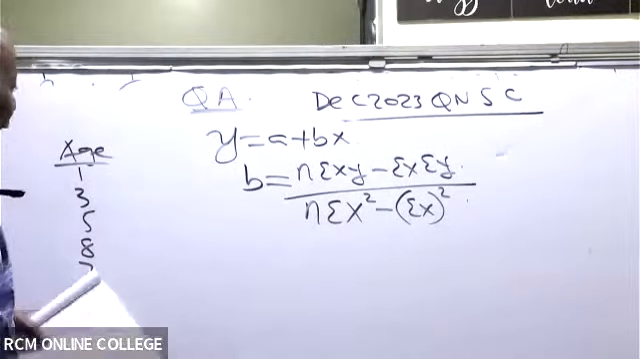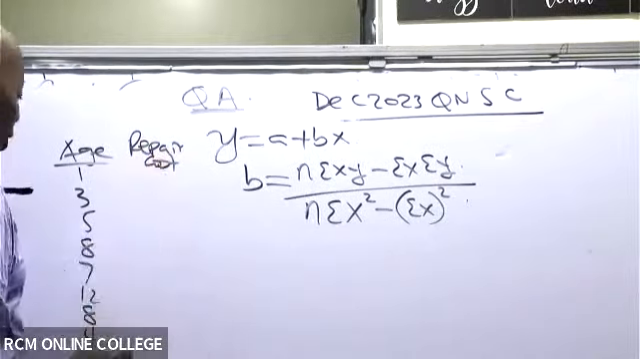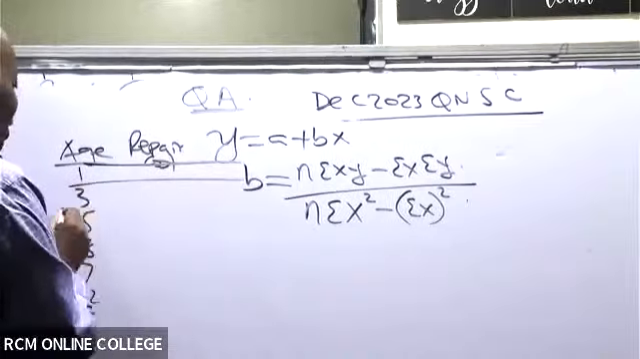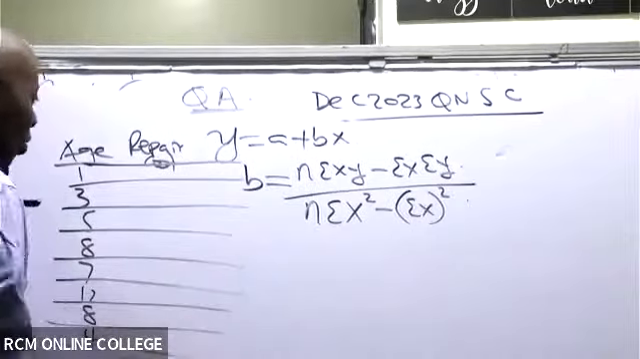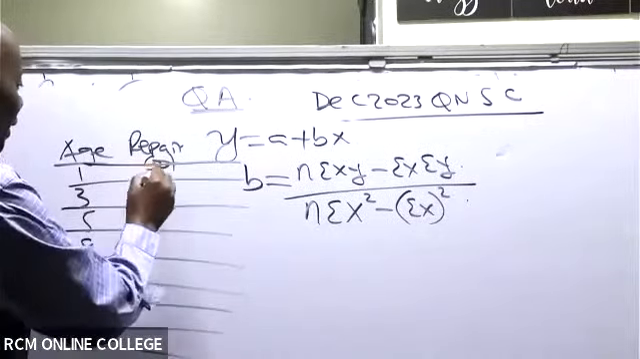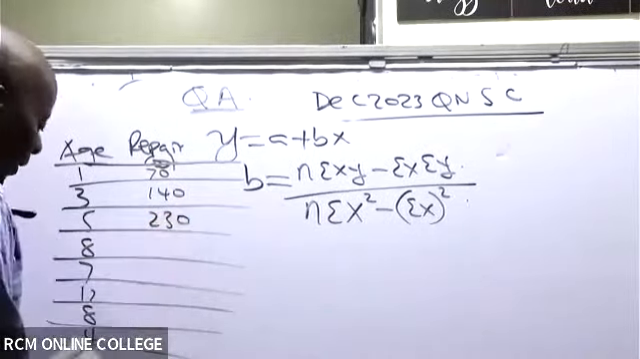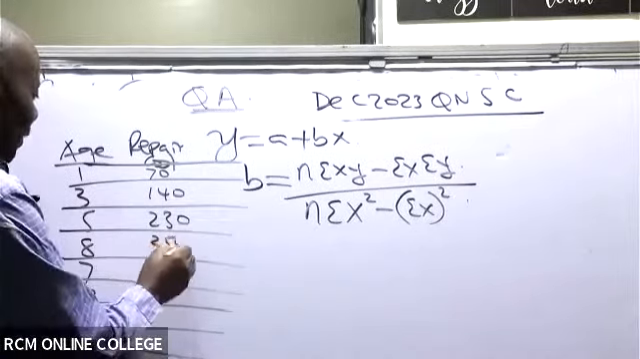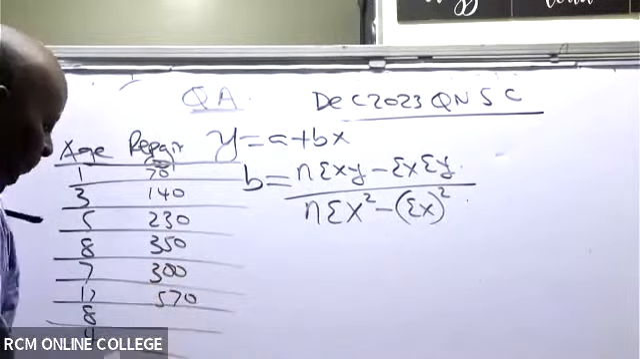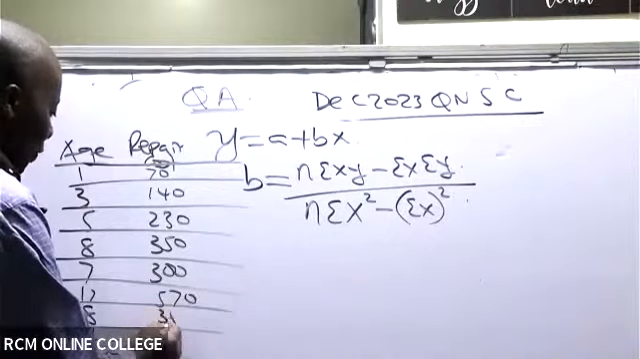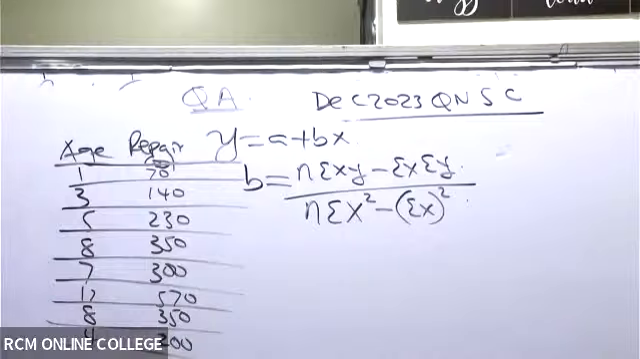And then we have a repair cost. So repair cost, the first one is 70. Then we have 140. Then we have 230. Then we have 350. 300, 570. 350, 200. Ladies and gentlemen, kindly give me a signal once you are able to write up to here.